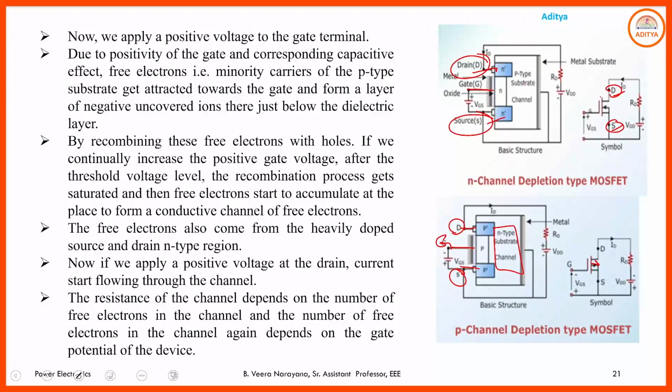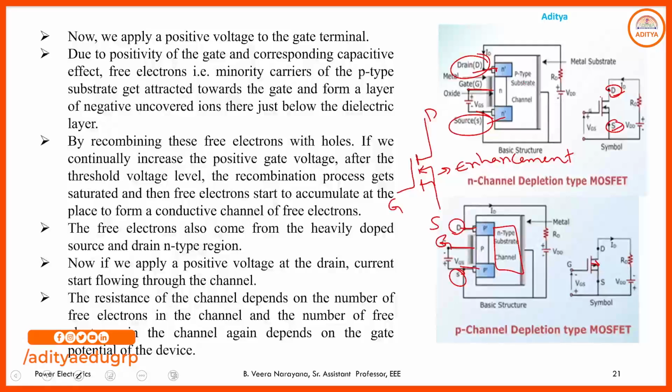If you look at the enhancement type MOSFET, the symbolic representation for the N-channel enhancement type MOSFET is like this. So the difference between these: this is the enhancement type MOSFET. In the enhancement type, there is no physical contact between the drain and the source. Then that is the N-channel enhancement type MOSFET. And here you have the physical contact like this between the drain and the source terminals. This is the N-channel depletion type MOSFET.